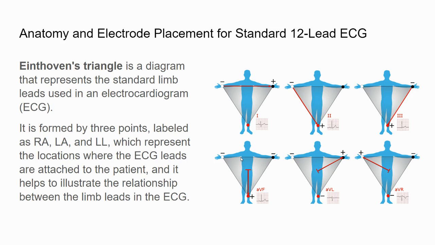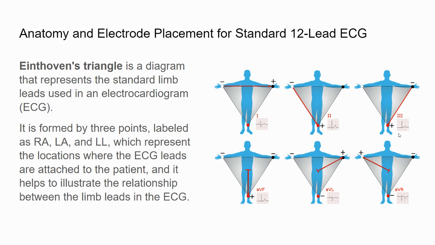And you can see here which lead ends up being negative and positive. So in lead 1, negative is the right arm, positive is the left arm. If we're looking at lead 2, negative is right arm, positive is left leg. If we look at lead 3, negative is left arm and positive is left leg.